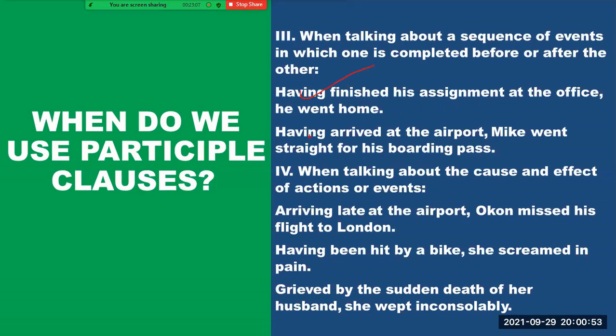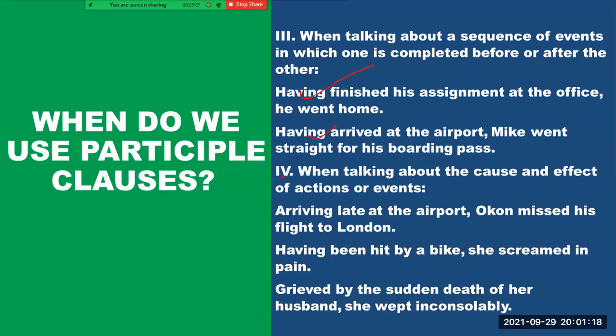Now let's look at the second example. Having arrived at the airport, Mike went straight for his boarding pass. Now, the first thing that happened is what we use the participle clause for. He arrived at the airport. Having arrived at the airport, Mike went straight for his boarding pass.